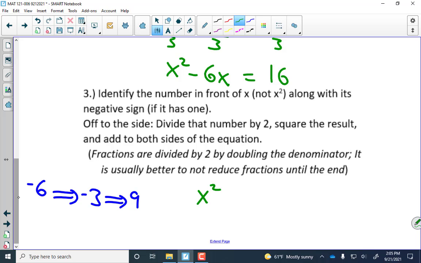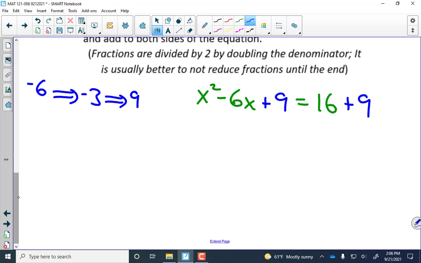So instead of just having x squared minus 6x, we'll have x squared minus 6x plus 9. And on the other side, instead of just having 16, we'll have 16 plus 9. So you take the number in front of the x, cut it in half, square it, and add it to both sides of the equation. Then you can simplify this side if you want to. So it's going to be x squared minus 6x plus 9 equals 25.